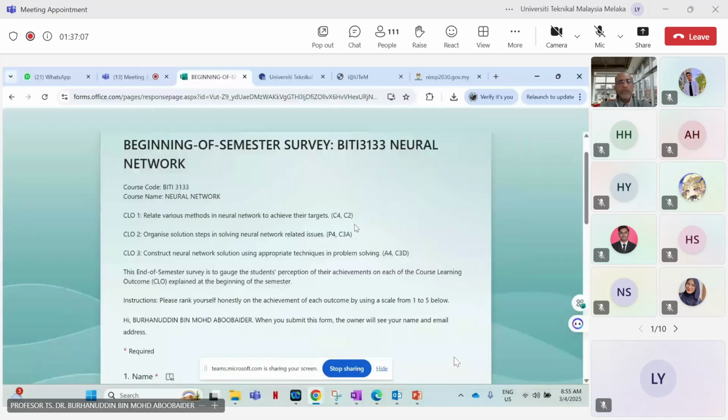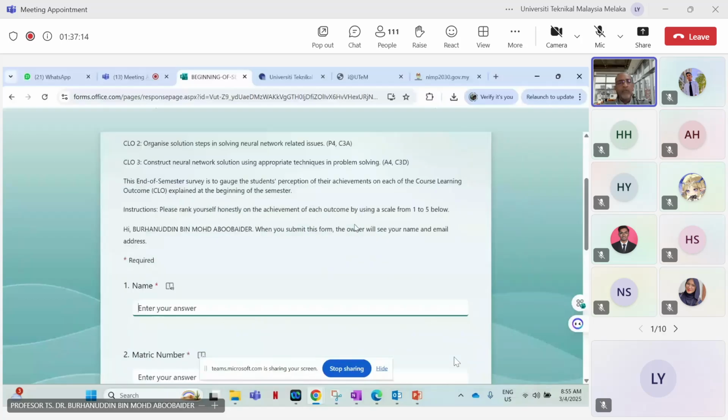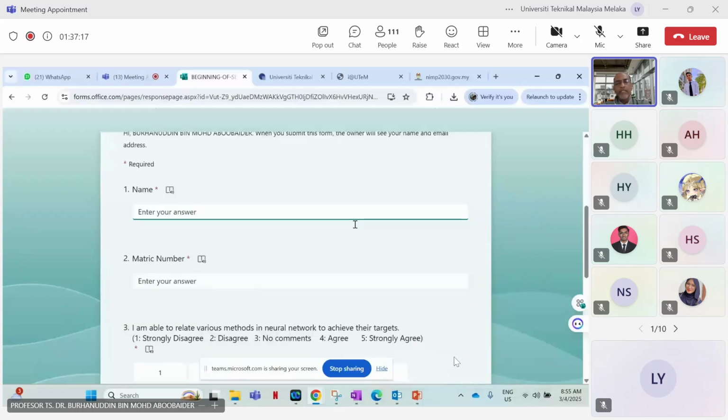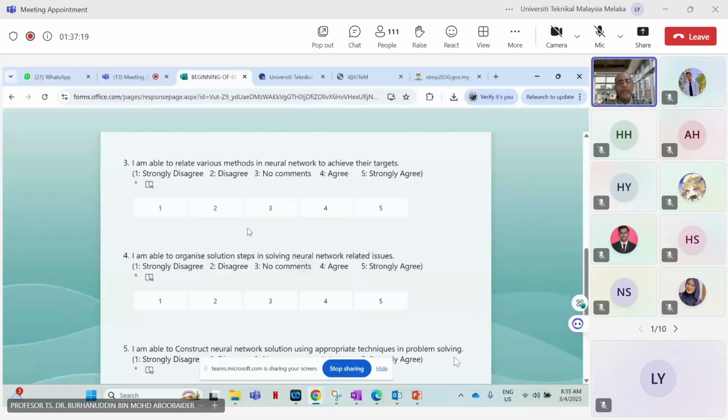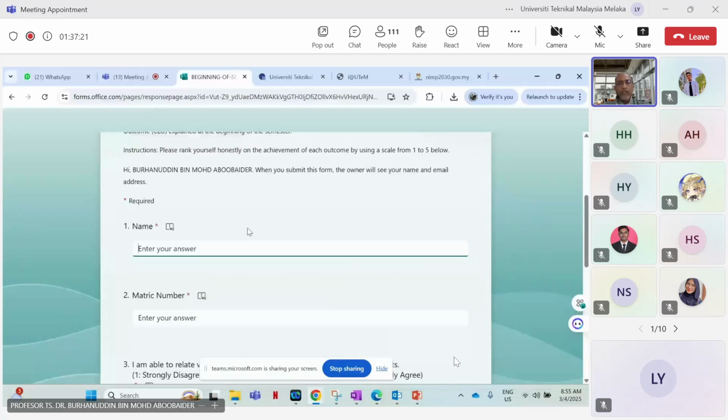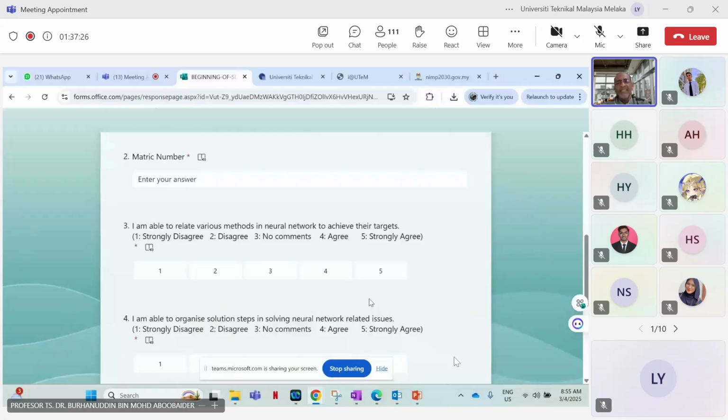Yeah. So this is at the beginning, your knowledge about neural networks. By right, at this time, your knowledge is a little less. But at the end of this class, I will give you the end of semester survey. So your knowledge should have improved. But if your knowledge is less than what you have now, there's something wrong with you. Correct or not? You understand what I'm saying? Yes, sir. Yes, doctor.